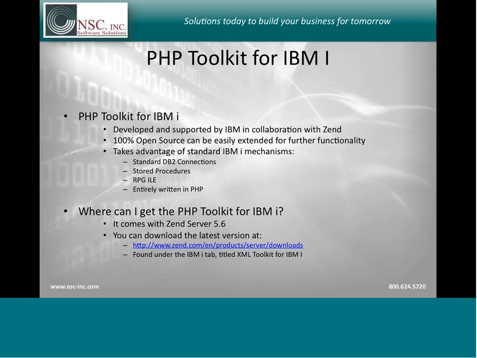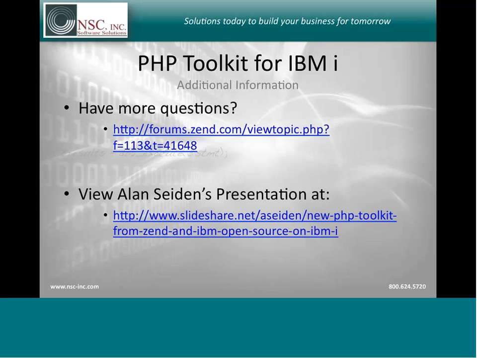Where can I get the PHP tool from IBM? It comes from Zend Server 5.6, so if you order Zend Server 5.6, that comes right along with it. But you can also download the latest version at the website that I've shown here. And then you'll notice that it'll be found on the IBM tab titled PHP Toolkit for IBM i.